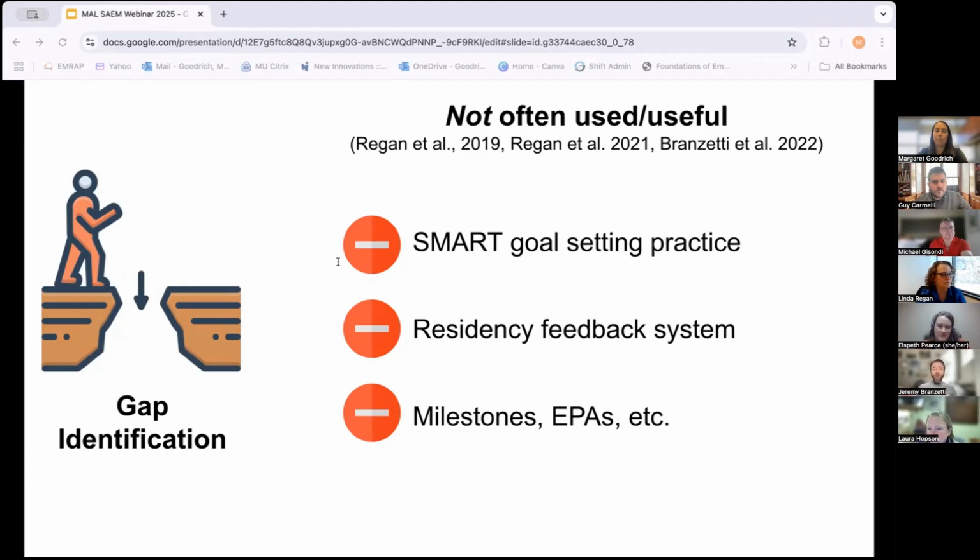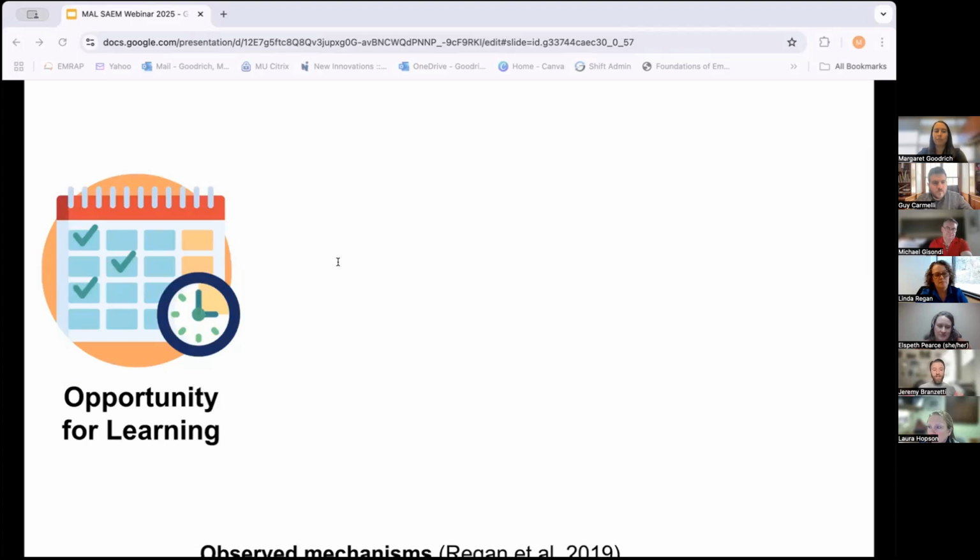They can try to, you can frame it to them in those ways. It just doesn't seem to be what they do. All right, so that said, pushing those aside, let's move on to where the opportunities for learning are.